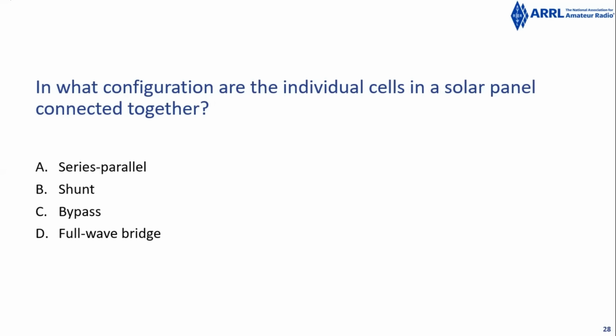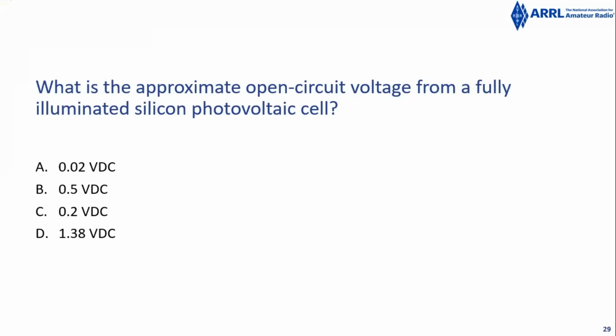In what configuration are the individual cells in a solar panel connected together? They're connected in a series parallel combination. What is the approximate open circuit voltage from a fully illuminated silicon photovoltaic cell? It's 0.5 volts.